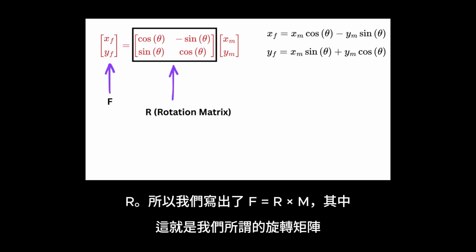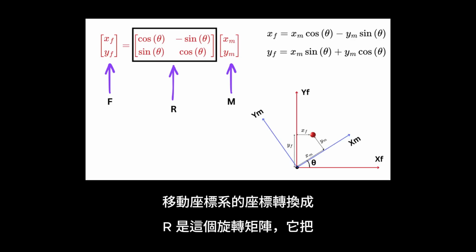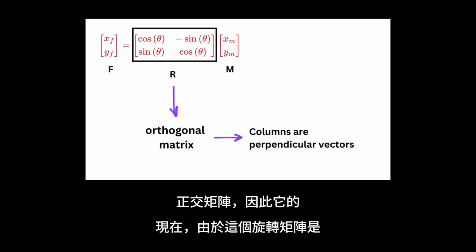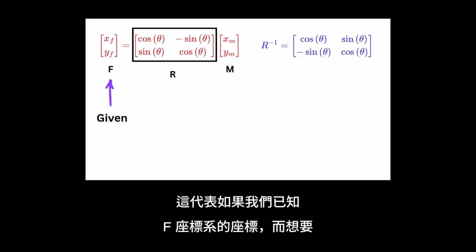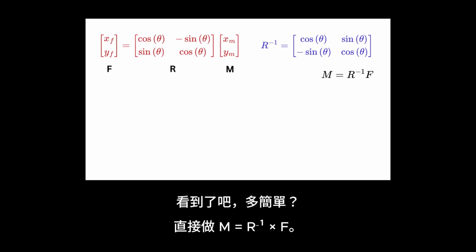So we have written F equals R times M, where R is this rotation matrix that converts coordinates from the moving frame into coordinates in the fixed frame. That is simply mind-blowing. Now, since this rotation matrix is an orthogonal matrix, therefore its inverse will be the same as the transpose of this matrix or this. So only the minus sign will change place. So this means if we are given the coordinates of F frame and we want the coordinates in M frame, then we can simply do M equals R inverse times F. See how easy that is?